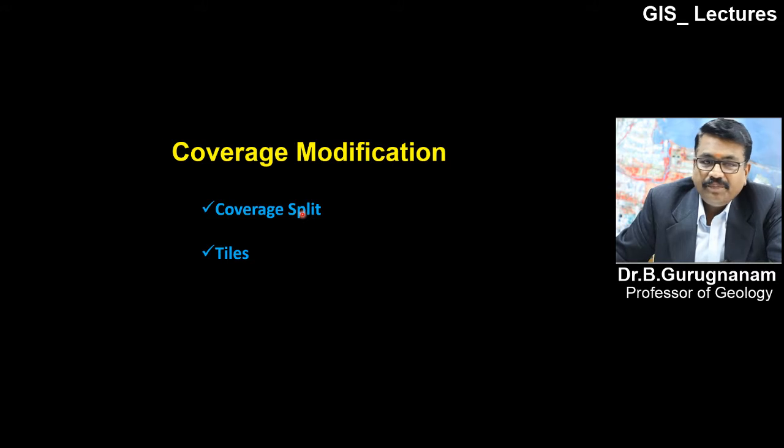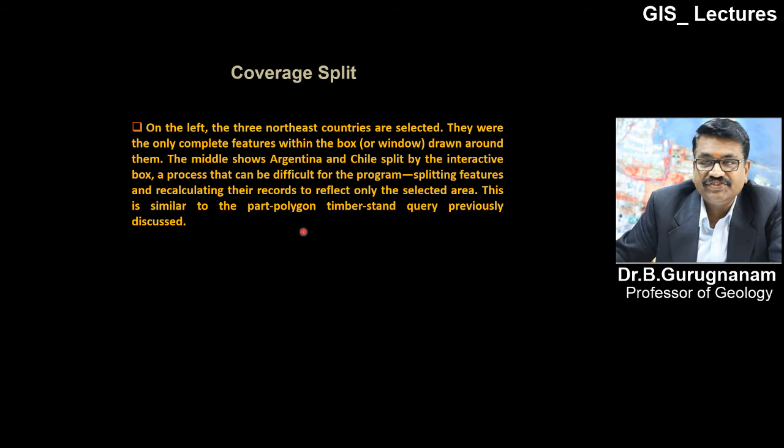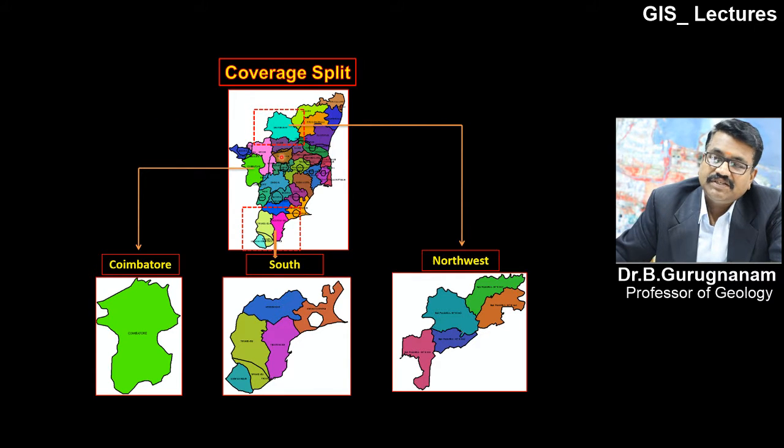And the second part of the discussion is coverage modification. This is also required sometimes. Coverage you can split, you can tile, you can see all your information. Suppose I have a map digitizing, my total study area is Tamil Nadu. If I want to see the northwest, I can select, and it will show what all the northwest districts are.